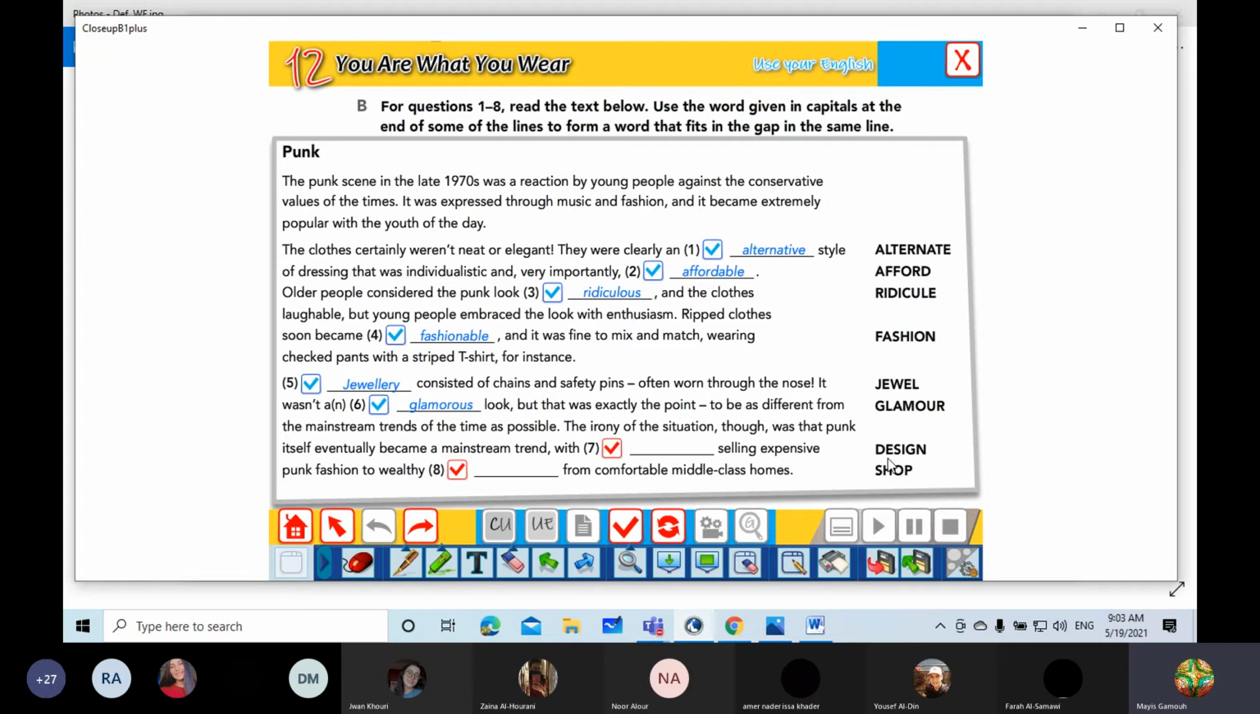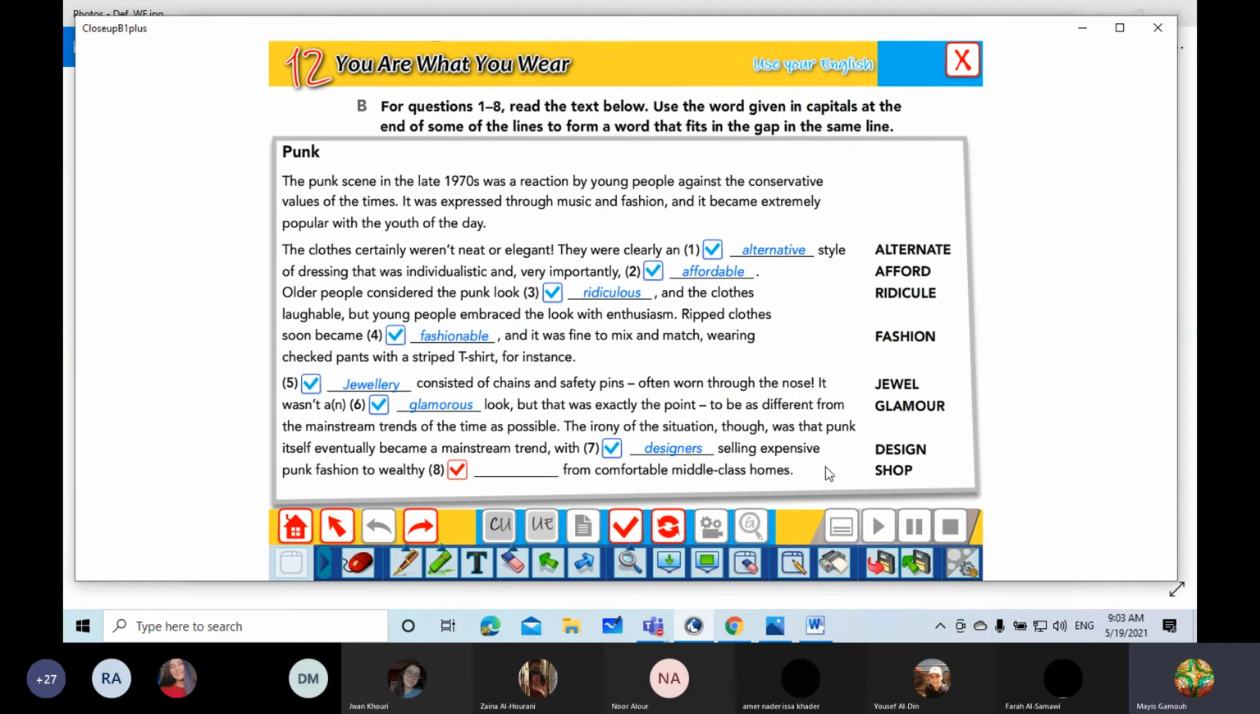Zaina, can you help him? Yes, teacher, with designers selling expensive punk fashion. Thank you. So here, Amr, one more time, you gave me an adjective. I want to tell you that designers are the people who are selling expensive punk fashion. So here designers is the right answer. Thank you, Amr. Would you like to continue to wealthy?